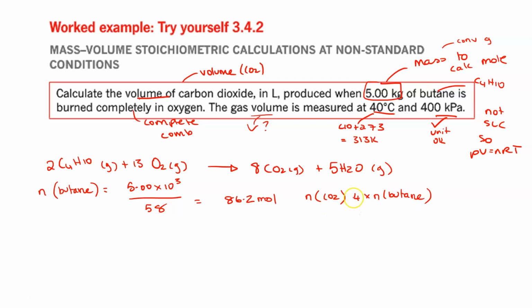We know these from our previous questions that we've dealt with butane. So we get 4 times 86.2, which is going to give us a total of 344.83 mole.